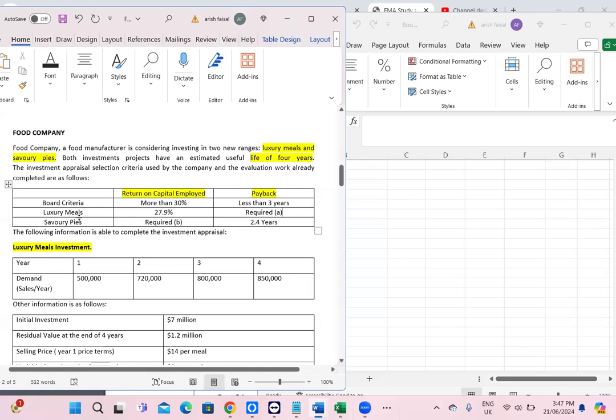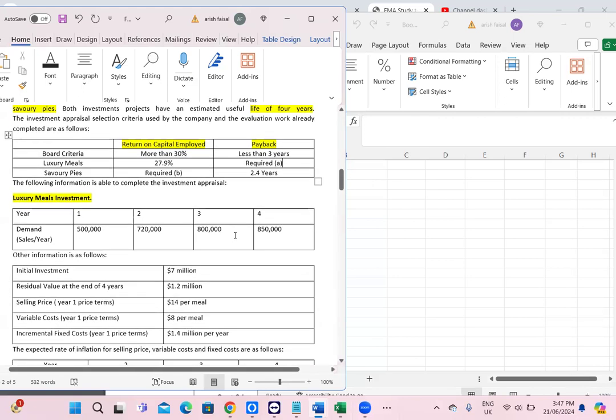If I look at the luxury meals from the ROCE perspective, it's not going to be approved because they need an ROCE of more than 30%. This one is at a maximum of 27.9%. So this is not going to be accepted from the ROCE criteria. However, from the payback period, the savory pies will be accepted because the payback is less than 3 years.